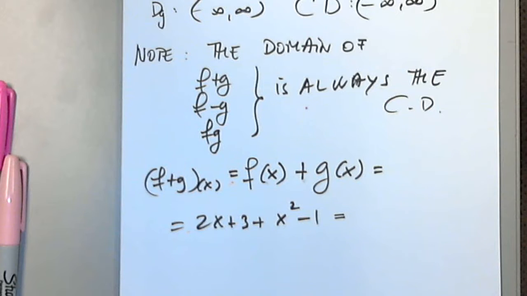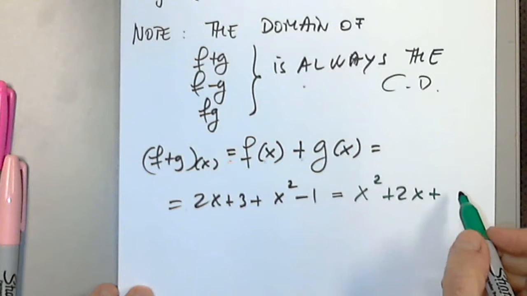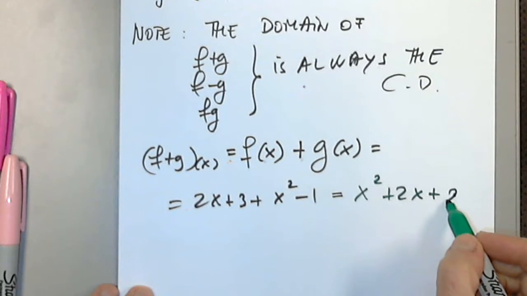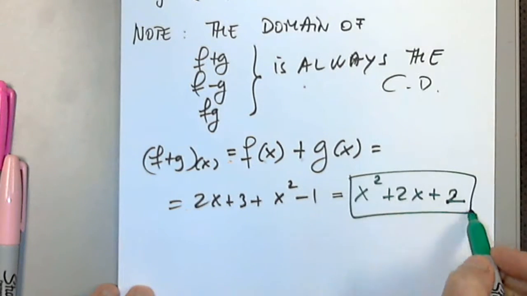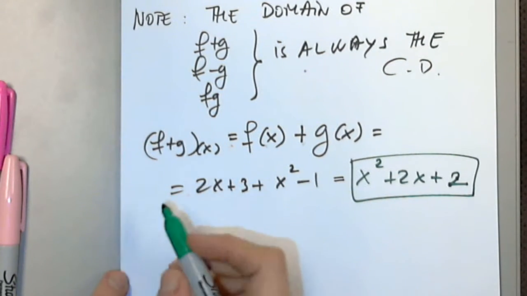Can anyone give us the simplified form? Very good. x squared indeed, plus 2x, plus 3 plus 2. So what does this represent? It represents the sum of the two functions. It represents f plus g. That's okay. You're right. That's correct too.